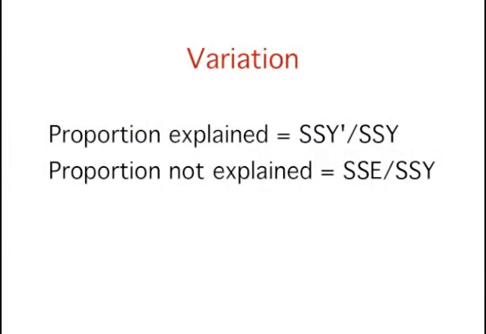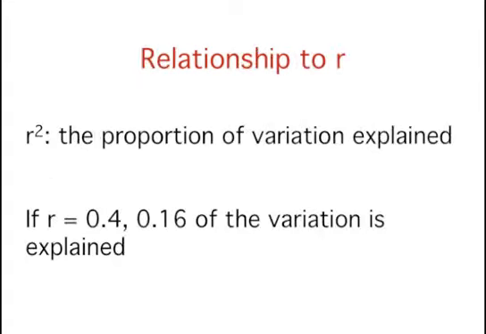The sum of squares y is the total variation in y. The sum of squares predicted is the variation that is explained, and the sum of squares error is the variation that is not explained. There is an important relationship between the proportion of variation explained and Pearson's correlation. R squared is the proportion of variation explained. Therefore, if r equals 1, then naturally the proportion of variation explained is 1. If r equals 0, then the proportion explained is 0. Finally, if, for example, the correlation is 0.4, the proportion of variation explained is 0.16.